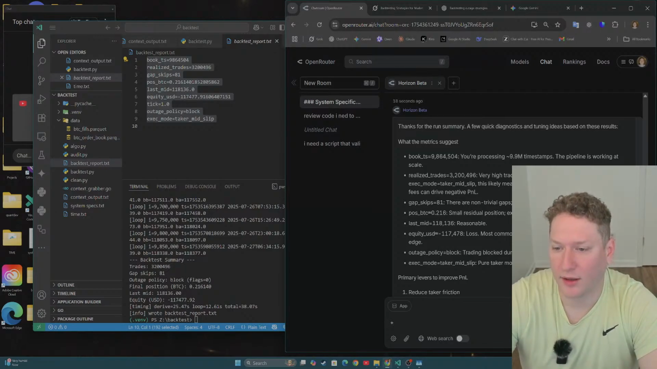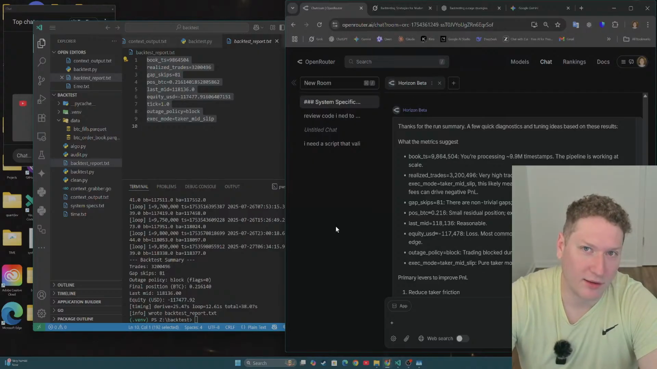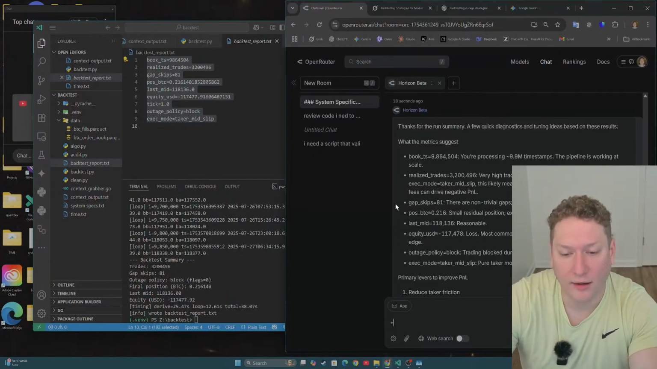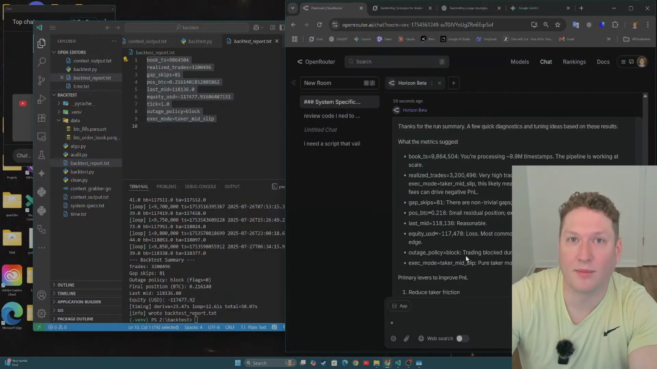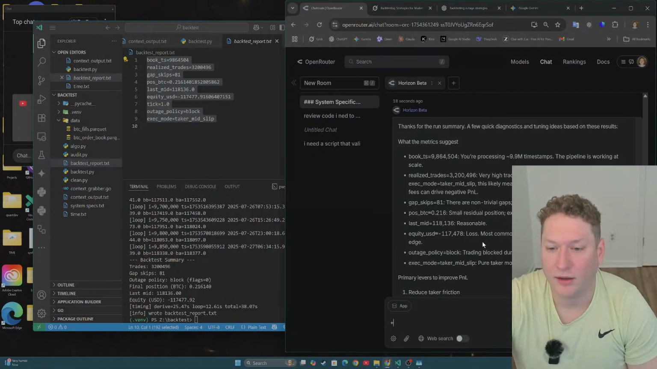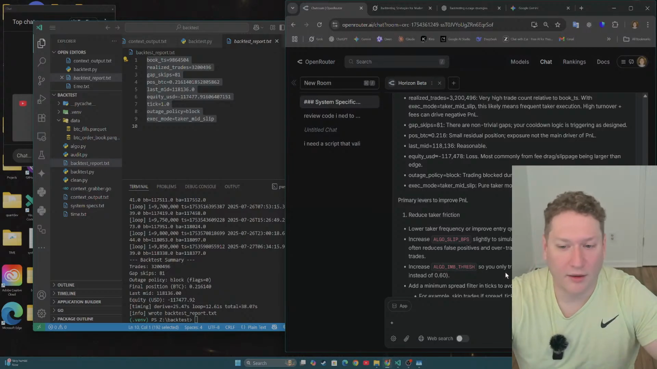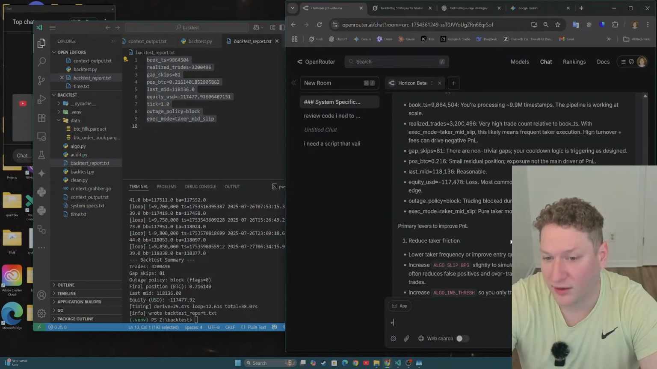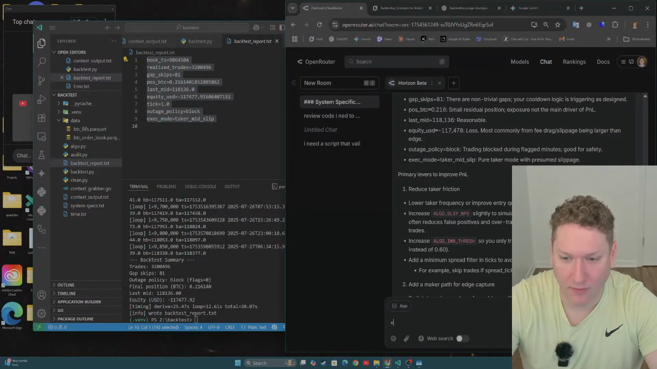Gap skips are non-trivial. Your cooldown logic is triggering as designed. So when you're trading live, these gaps are perfect opportunities for a cooldown. If it stops receiving data, it'll try and close all positions and reset essentially. Priming levers to improve. Okay, so now it's getting into the algorithm itself, which is great.